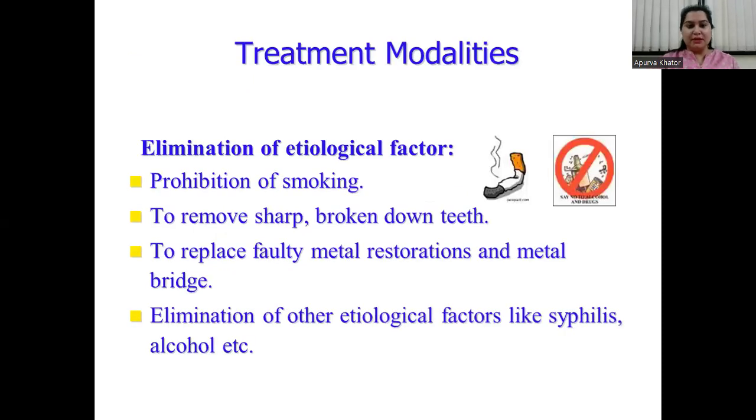Coming to the treatment modalities, as I've already told, tobacco is the principal causative agent for leukoplakia. So, firstly, we have to ask the patient to stop the habit, smoking or non-smoking, whatever form of tobacco the patient is consuming. You have to remove all the sharp, broken down teeth. You have to replace the faulty metal restorations and metal bridges if there are any. And you have to eliminate other etiological factors like syphilis, consumption of alcohol, and so on.